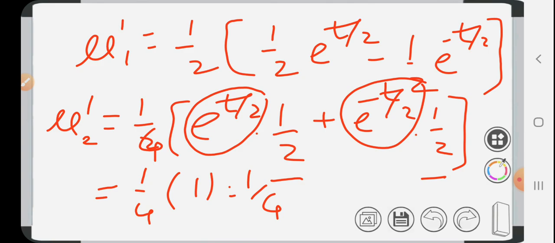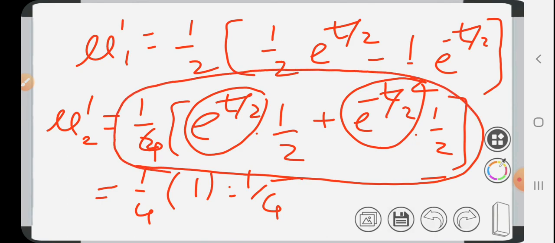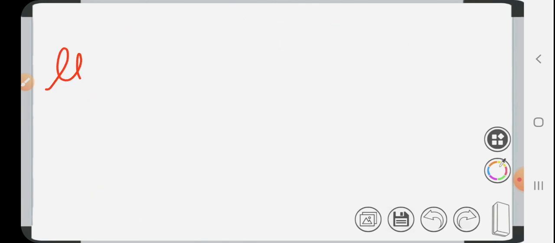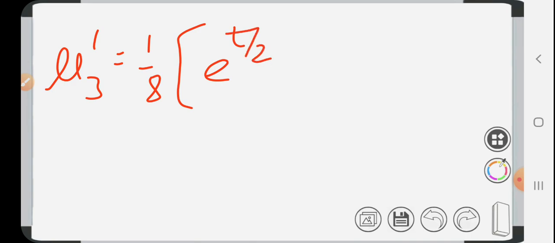Understood? Again, remember this function because we are going to differentiate it. We have to differentiate it again. Take this 1/2 outside, it becomes 1/8, and let us take its derivative. So mu 3 dash is equal to 1/8 in bracket e raised to t by 2 into again 1/2, again 1/2, right? There you get minus plus sign.